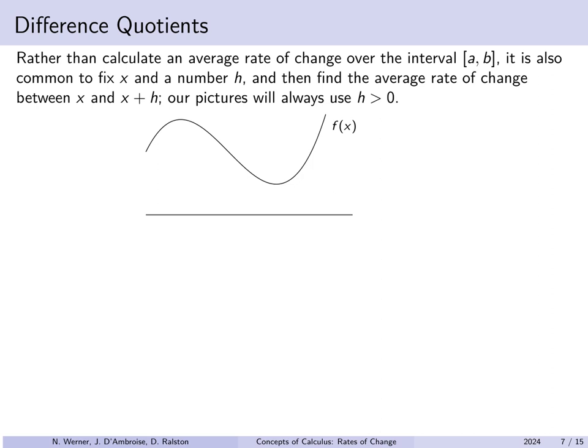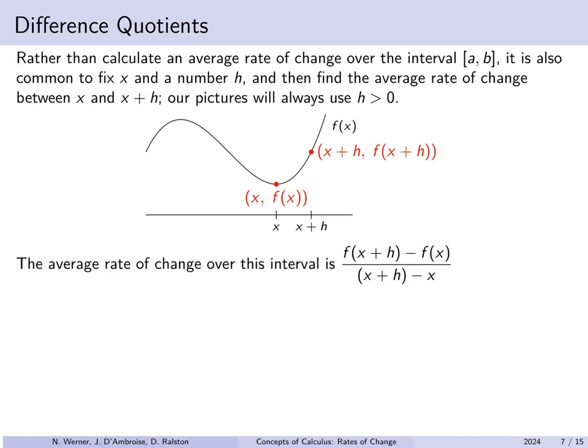So here's a picture of a function f of x. We might mark off a specific choice of x, and then another choice of x plus some distance h. So we have the point x, f of x, and here is x plus h, f of x plus h in the y-coordinate. Now we're going to compute the secant line slope, the average rate of change over this interval. So we would take the difference in the y-coordinates, f of x plus h minus f of x, over the difference in the x-coordinates, which is x plus h minus x.